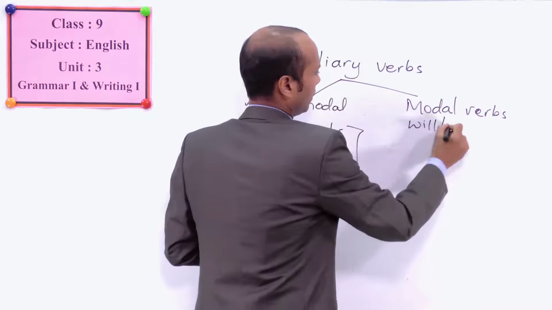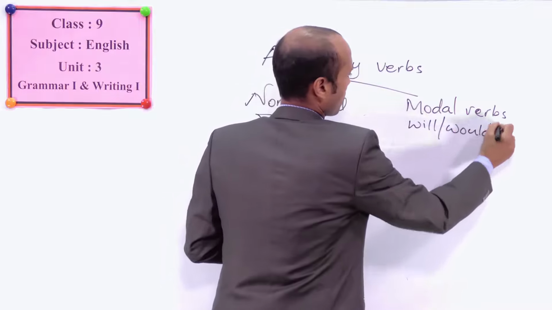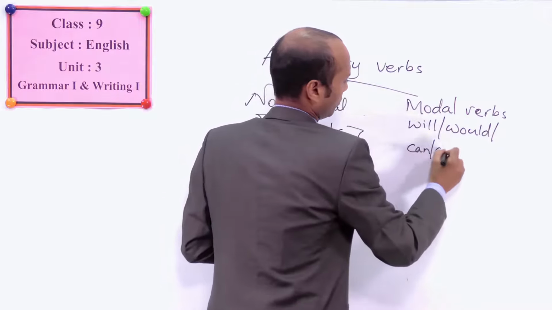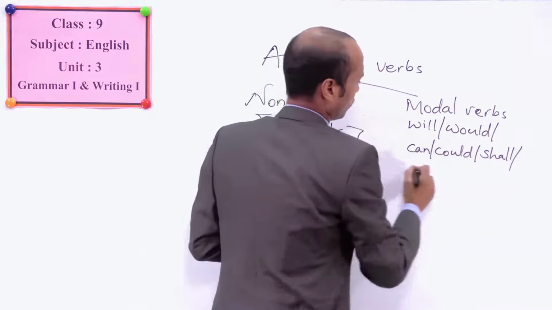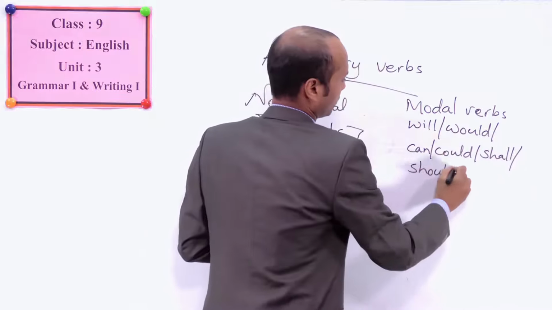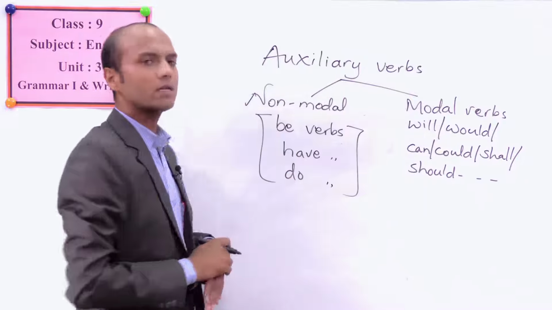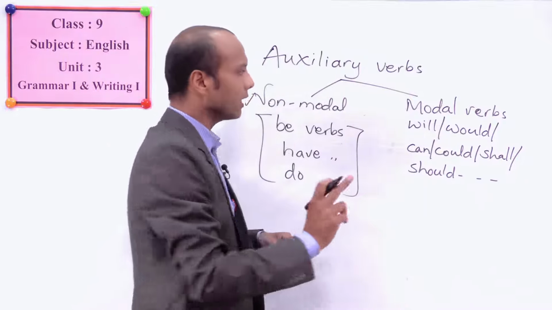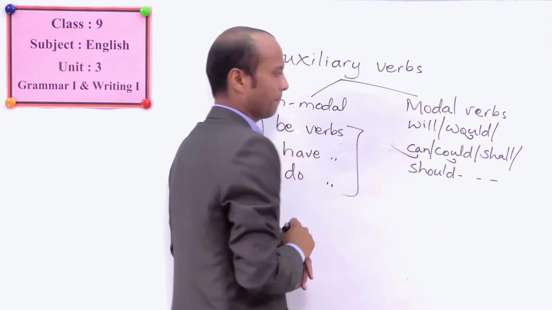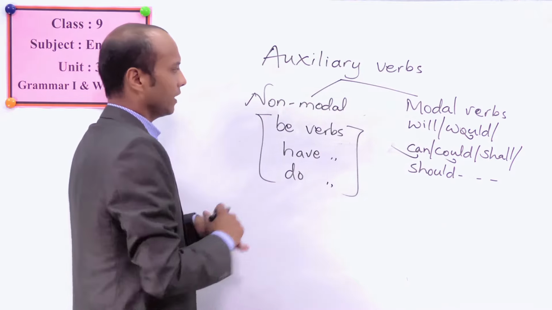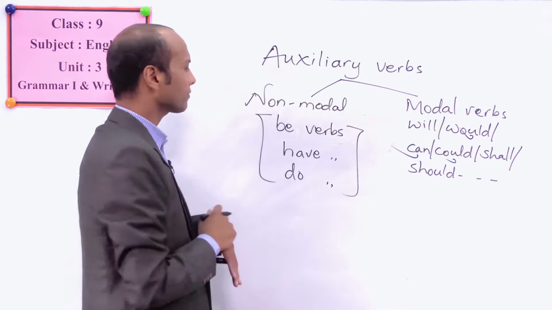will, would, can, could, shall, should, etc., are called modal auxiliaries. Among them, we are going to discuss can, could, and would today. Now, let me differentiate between these two.